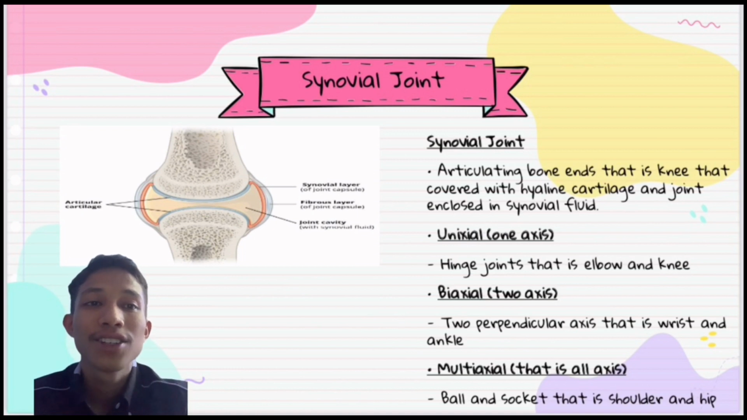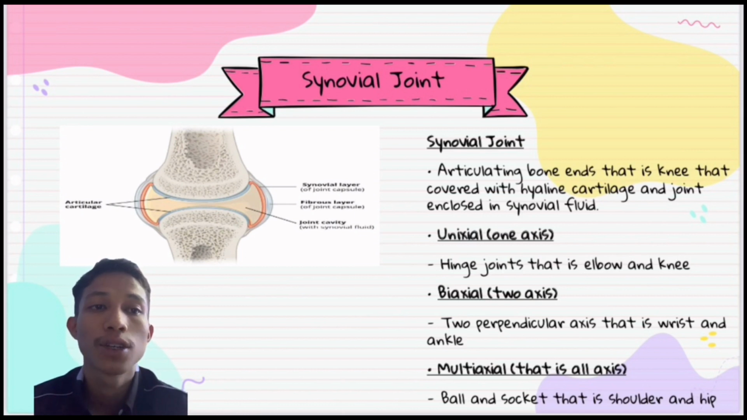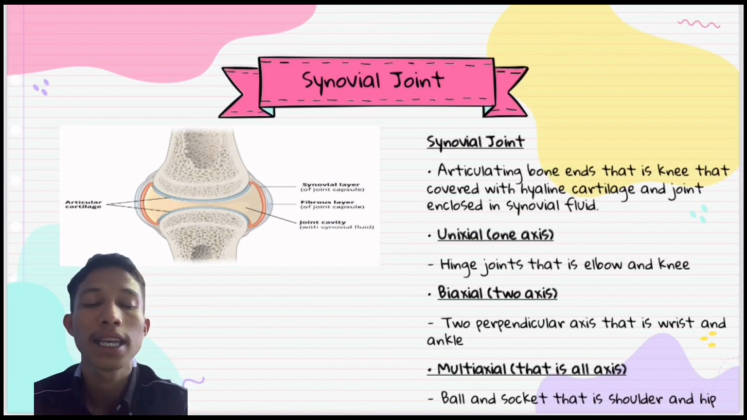For the synovial joints, there are articulating bones that are covered with hyaline cartilage, and the joint is enclosed in synovial fluid. The synovial joints are divided into three: uniaxial, biaxial, and multiaxial. For the uniaxial, there is one axis. For the biaxial, there are two axes, and for the multiaxial, there are all axes. The uniaxial is the hinge joint, found in the elbow and also the knee. The biaxial has two perpendicular axes, found in the wrist and also the ankle. And the multiaxial is the ball and socket, found in the shoulder and hip.